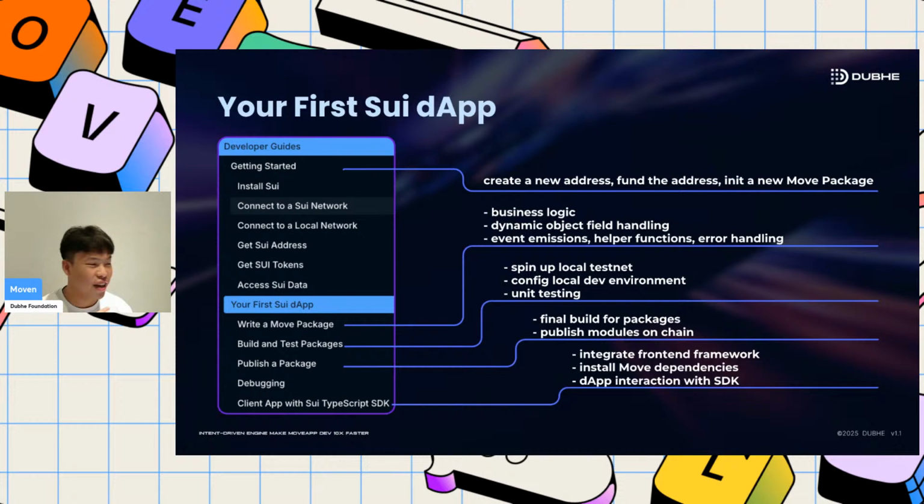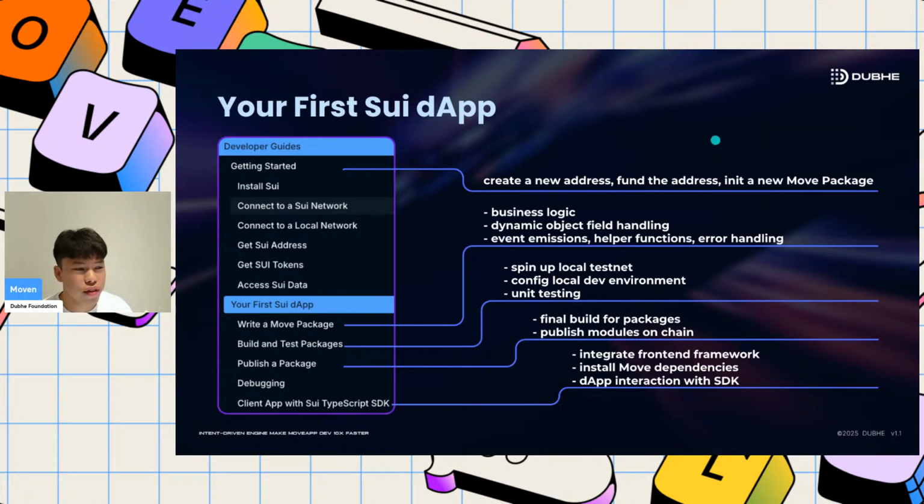You have to get your addresses, get your test tokens, and create a Move package and start to write business logic. Learn how to write events and errors, spin up the local test network, and start debugging, building, and publishing it. And if you want a nice UI, you also have to leverage the TypeScript SDK for your front end. There are so many steps here.